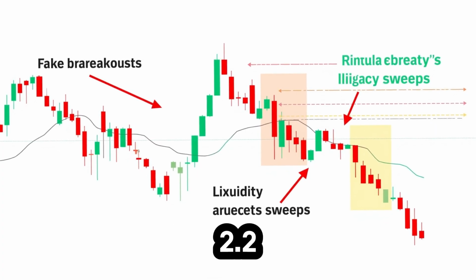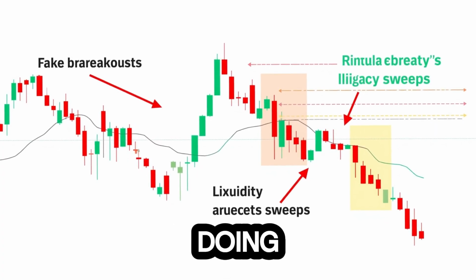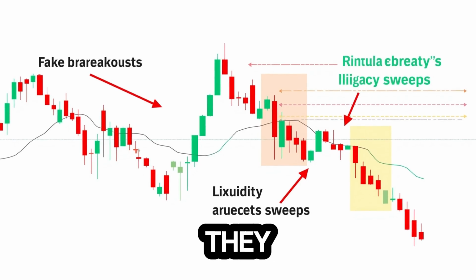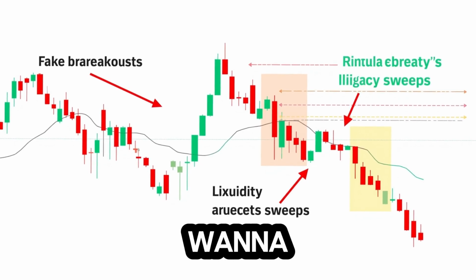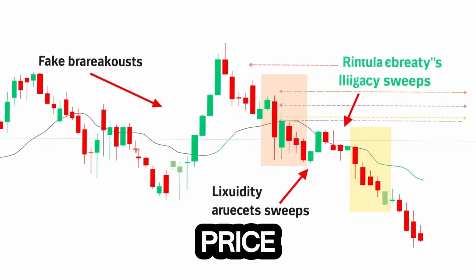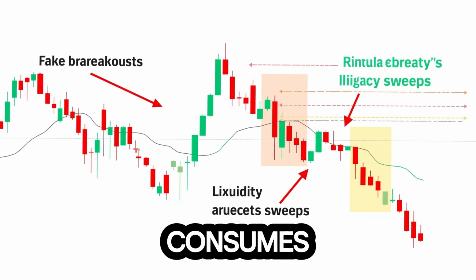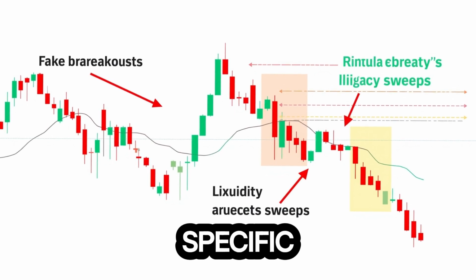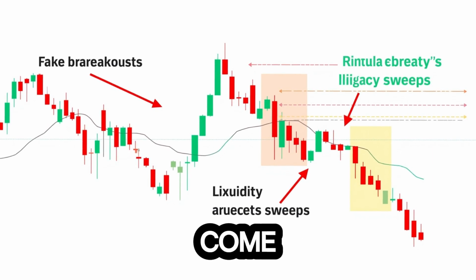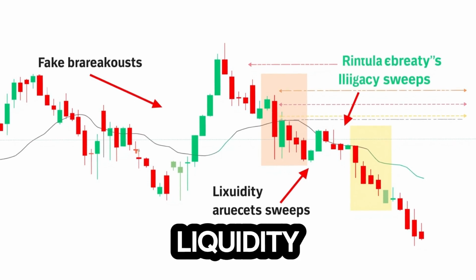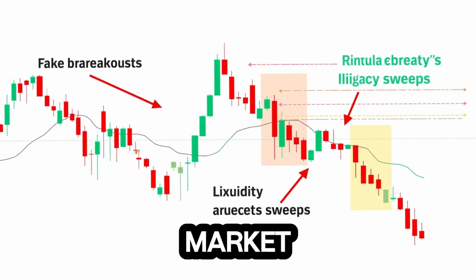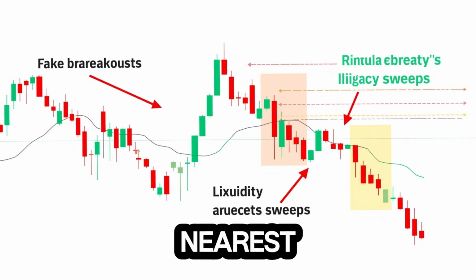Point 2.2: What are buy-sell orders really doing? Let's break down order types and how they use liquidity. Market orders: you want to enter right now. You take whatever price is available. Your order consumes liquidity. Limit orders: you want a specific price. You wait for the market to come to you. Your order provides liquidity. So every time someone places a market order, the price moves to match the nearest liquidity level.